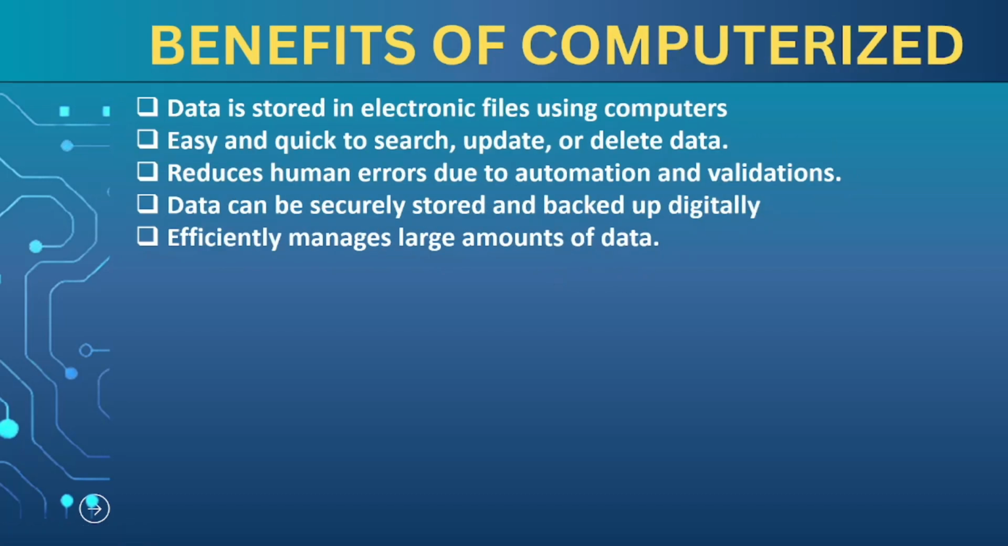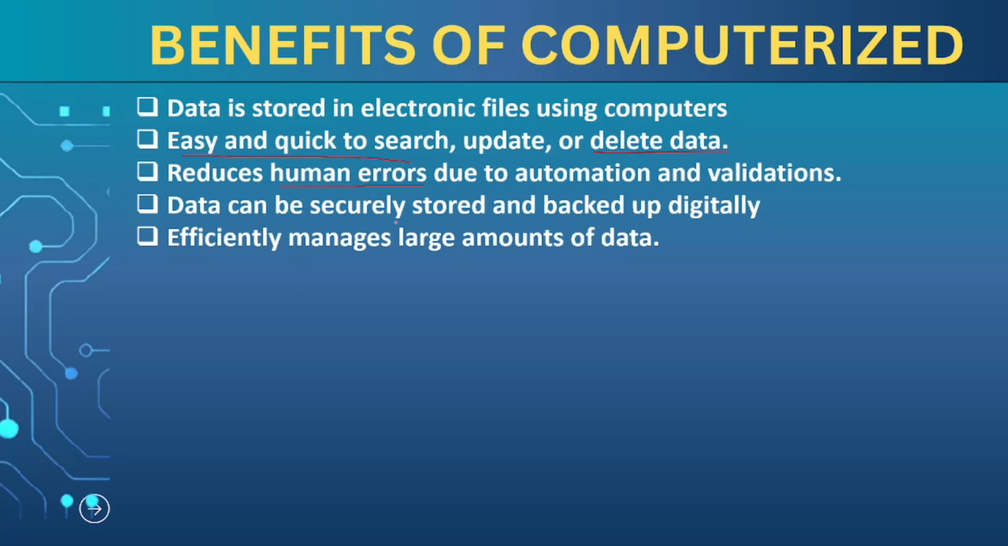After that, the computerized way. To overcome the limitations only, we are storing the data in an electronic device, that is called a computer. So that is a benefit of the computerized way of storing the data. So what are the benefits? Data is stored in electronic files using computers. That is the first point. And what is the next one? Easy and quick to search. For example, if you're storing the data in MS Word, there is a find option. You can easily search or update or delete the data, and reduce human errors due to automation and validation. There is a spell check, so the spelling mistakes also can be corrected. All this is available for the computerized way of storing the data.